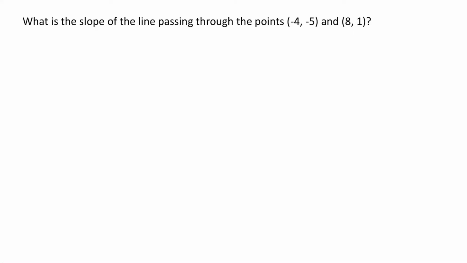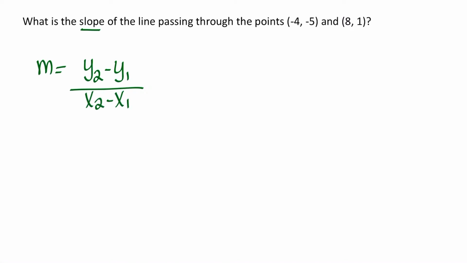In this video, I'm going to go over problems that are similar to what's on your 3.01 quiz. So what is the slope of the line passing through the points (-4, -5) and (8, 1)? Remember, when we have two points and we want to find the slope, we're going to use the formula m equals y2 minus y1 divided by x2 minus x1.